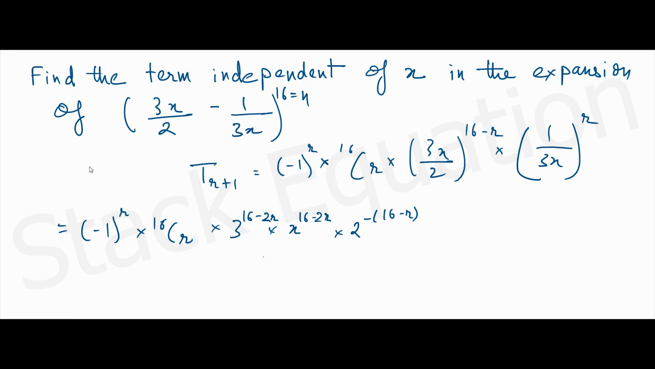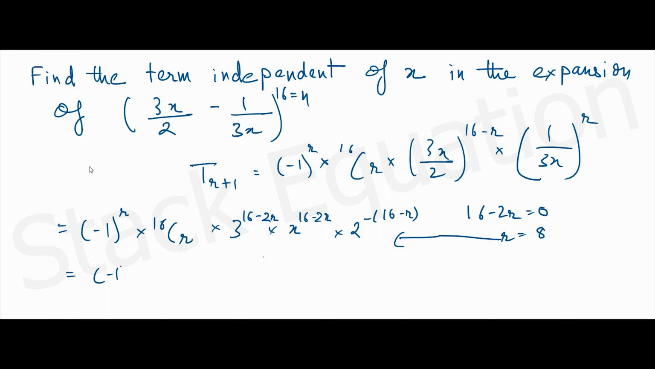Now the question is, find the term independent of x. That means 16 minus 2r equals 0. R is equal to 8. Now if I use this value of r in this expression, I can find the term which is independent of x.